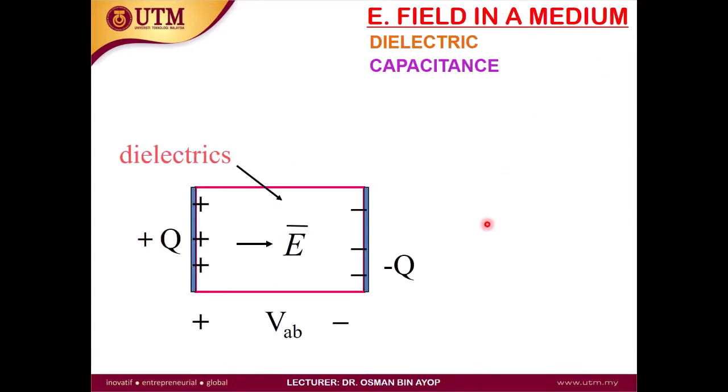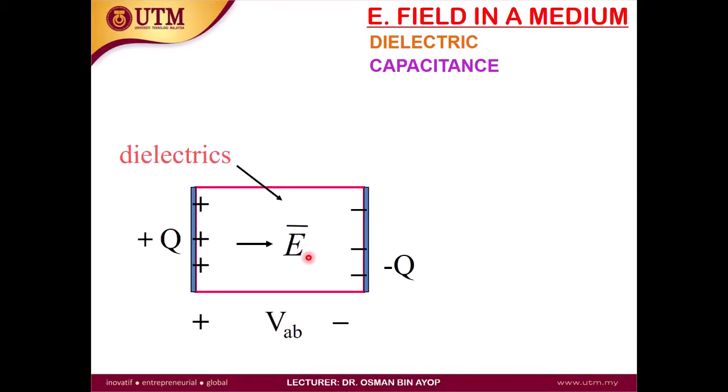Let's see our parallel plate capacitor. Let's say there is a positive charge accumulated at one surface and the other surface has negative charge, so it will create an electric field inside our capacitor. You have to remember, inside our capacitor is dielectric material. Even though there is no conduction current, the electric field exists.